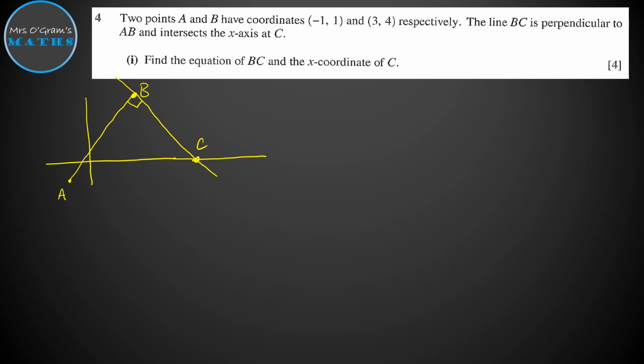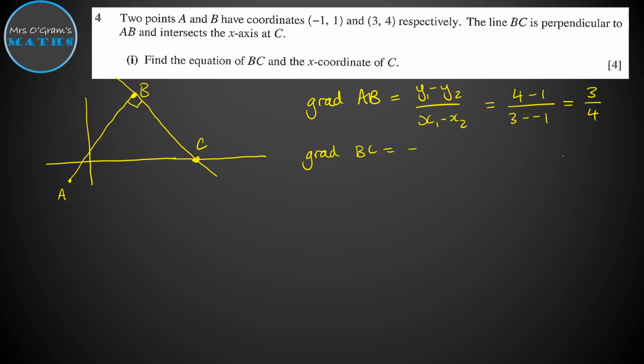So if it's perpendicular, it will have a negative reciprocal gradient of that from AB. So work out the gradient of AB first by putting in the values of the coordinates. So we have 3/4. So therefore the gradient of BC is equal to -4/3. We also have that B is on the line BC, and it has a coordinate of 3, 4. So we use y minus y1 equals m(x minus x1) to find the equation of that line, and then we'll find out where it crosses the x-axis.